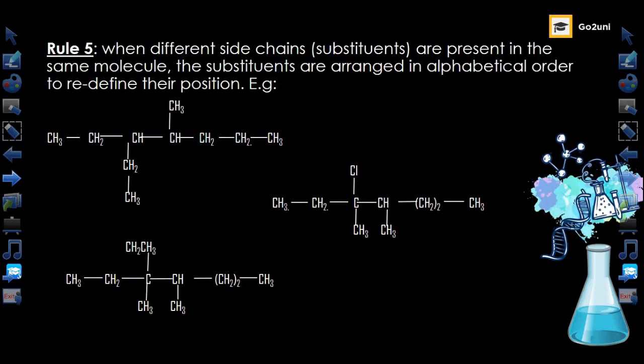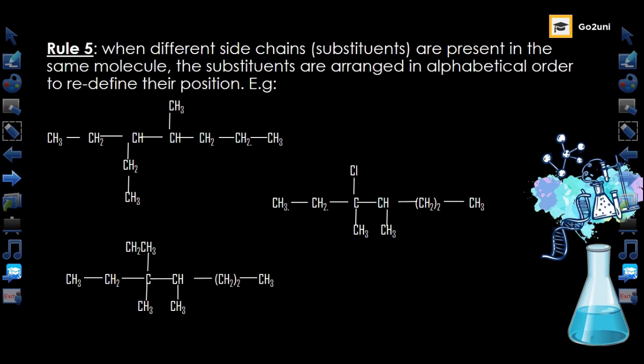So we're going to take a look at rule 5, and rule 5 says when different side chains or substituents are present in the same molecule, the substituents, that is the side chains, are arranged in alphabetical order to redefine their position. So let us get to understand what this rule is talking about. When we have different side chains in a given molecule, they will be arranged alphabetically to redefine their position.